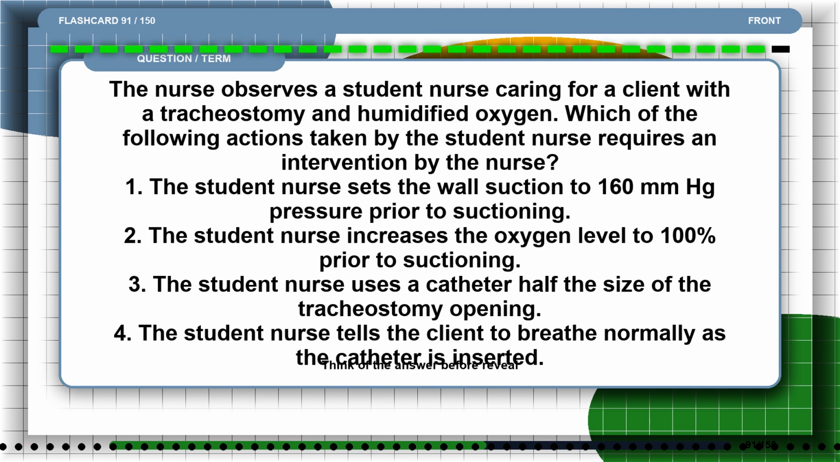Flashcard 91. The nurse observes a student nurse caring for a client with a tracheostomy and humidified oxygen. Which of the following actions taken by the student nurse requires an intervention by the nurse? 1. The student nurse sets the wall suction to 160 mmHg pressure prior to suctioning. 2. The student nurse increases the oxygen level to 100% prior to suctioning. 3. The student nurse uses a catheter half the size of the tracheostomy opening. 4. The student nurse tells the client to breathe normally as the catheter is inserted. Think of the answer before the reveal.